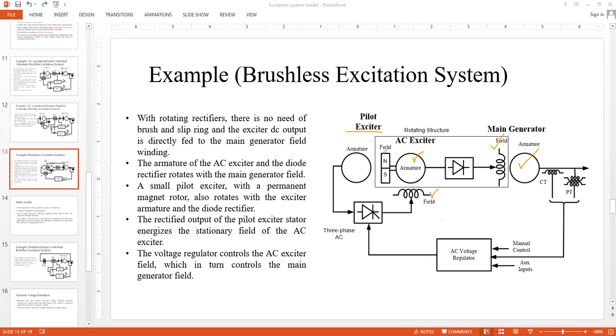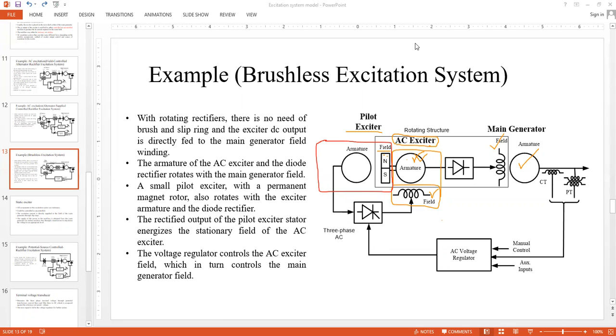The pilot exciter field is actually not the field of the AC exciter, remember. Although they are shown in a single block, that does not mean that this and this belong to the same machine. This armature and this field belong to the AC excitation system. And this armature and this field belong to the pilot exciter. Are you clear? So you are having 3 armatures and 3 fields.